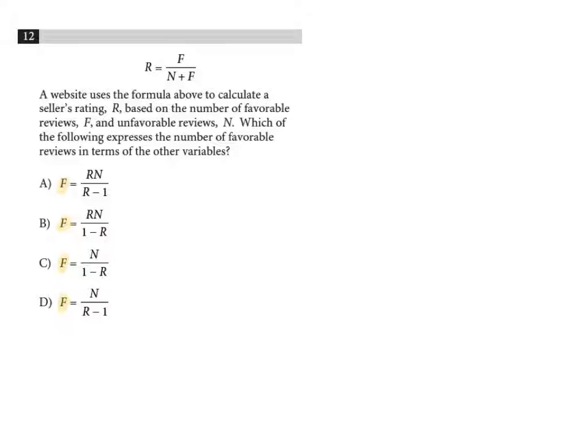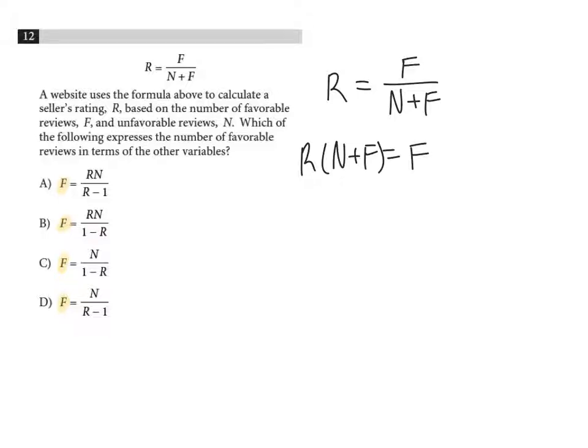So let's get this over here. And F. Okay. So if we multiply both sides by n plus f, we're going to get r times n plus f equals f. Okay, distribute, we get rn plus rf equals f.